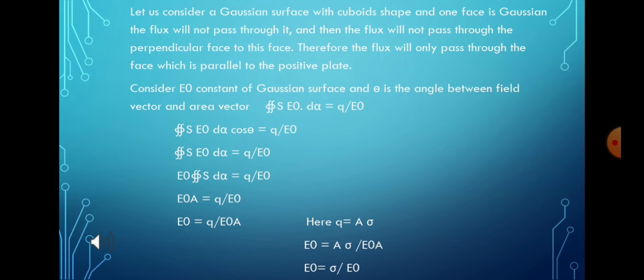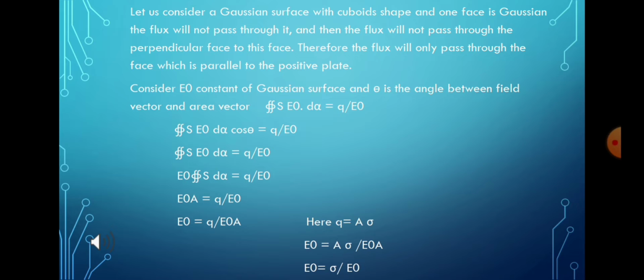Double integration over S of E naught dot d alpha is equal to Q by epsilon naught. Again, double integration over S of E naught d alpha cos theta is equal to Q by epsilon naught. Double integration over S of E naught d alpha is equal to Q by epsilon naught. E naught is constant, therefore E naught will be outside of the integration.